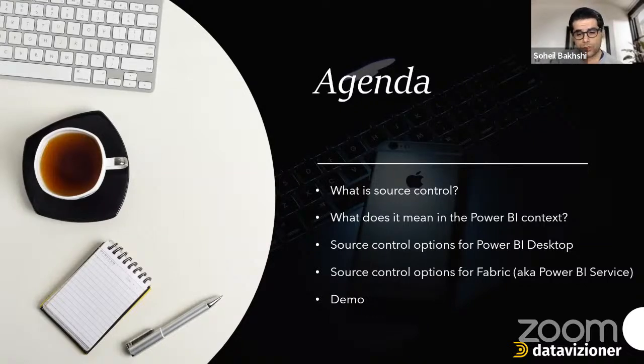And source control options for Fabric, also known as the Power BI service. Fabric itself, the naming of the Power BI service, is still in a bit of a gray area. So it is Fabric, or it's going to be Fabric. Wherever I talk about Fabric, I'm referring to the Power BI service, and source control is not available in all items in Fabric yet. And then we go to multiple demos. I planned for multiple demos in this session.